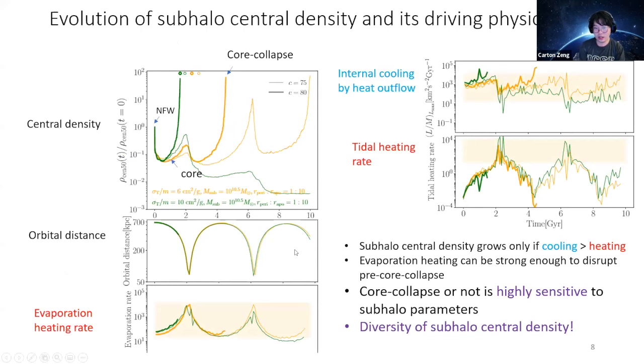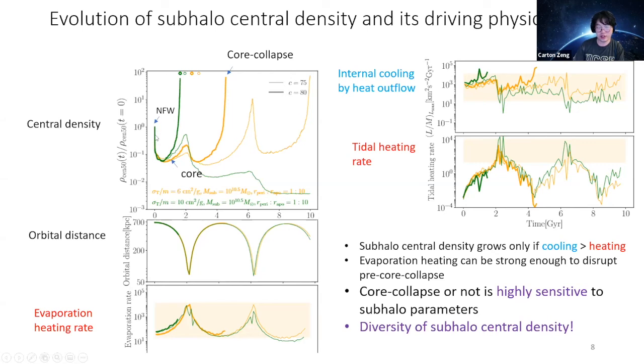So here we show our main result. The first panel is the central density as a function of time of the subhalo. So we have 4 subhalos here. The second panel is the orbital distance, from apocenter to pericenter. And the 3 lower panels are the heating and cooling terms respectively. So if we focus on this thick green line first, there are 4 subhalos here with a combination of 2 cross sections of SIDM and 2 initial concentrations.